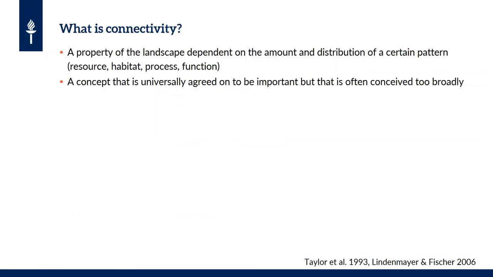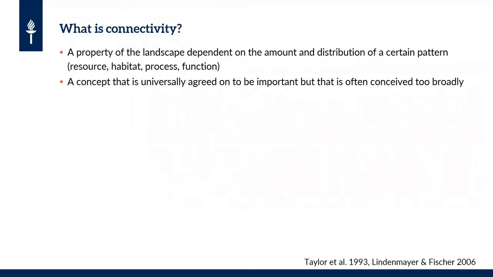Connectivity is another multidimensional and often vaguely defined concept at the heart of landscape ecology and spatial conservation planning. Connectivity is basically a property of the landscape that is dependent on the amount and distribution of a focal pattern. Those patterns can be resources, habitats, ecological processes, or functions. Due to spatial autocorrelation within and interactions among landscape elements, connectivity is always present in any landscape in some form.